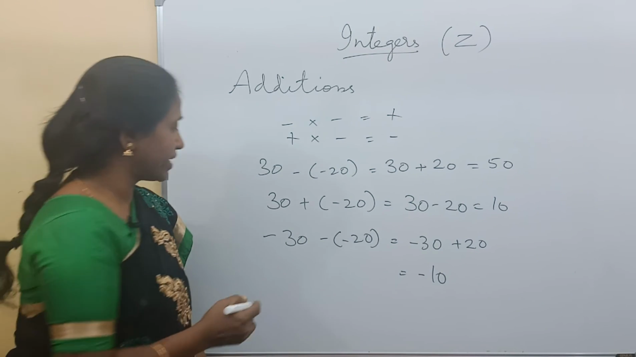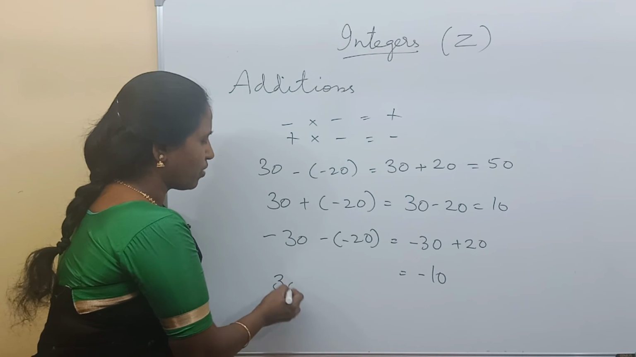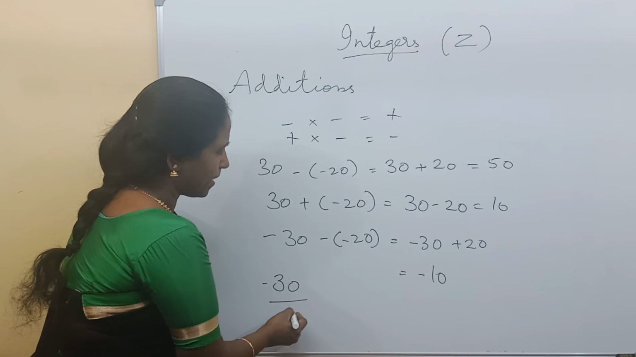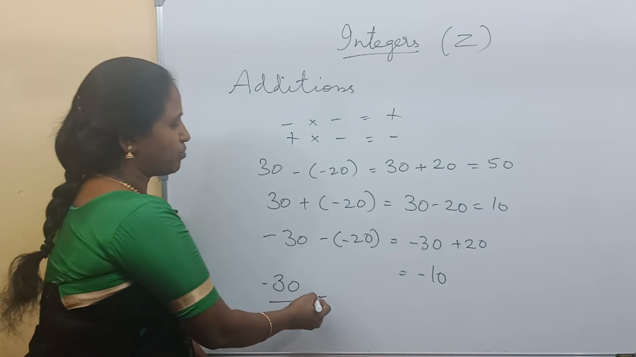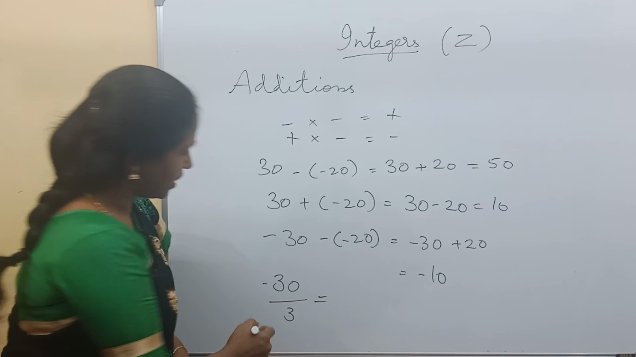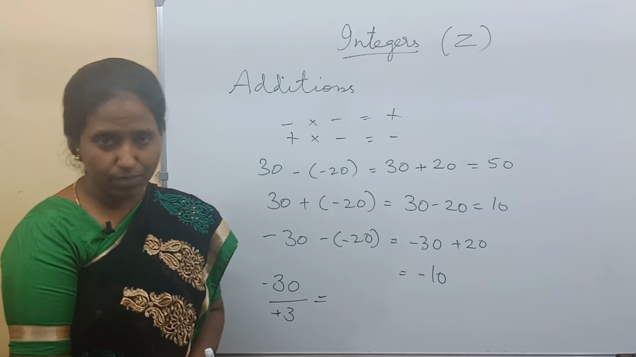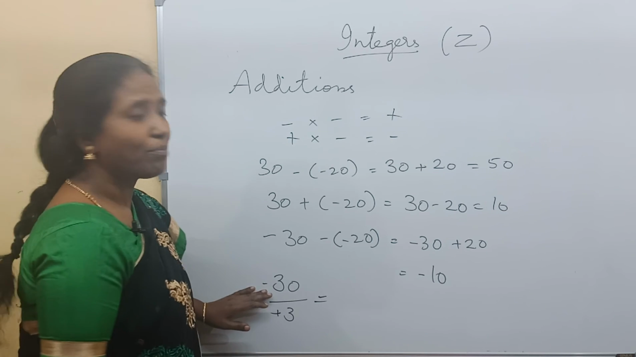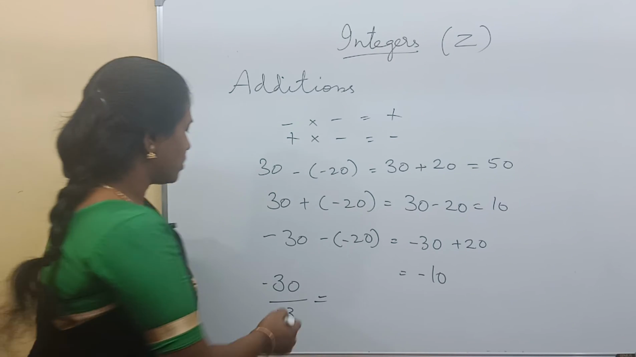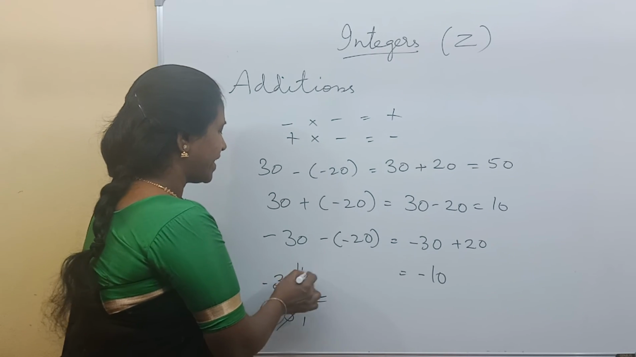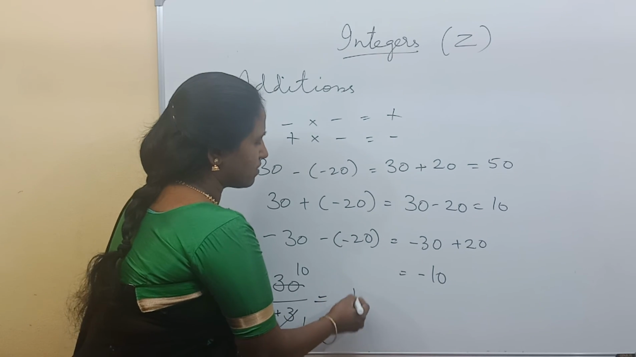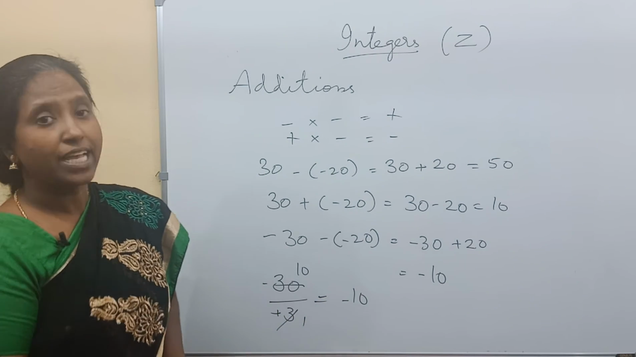Let us go with division. Division, how do you do? Minus 30 by 3. Suppose it is this way. So here it is plus. So when one is minus, one is plus, what would you do? The minus remains. Okay. So 3 ones are 3, 3 tens are 30. This gives you minus 10.